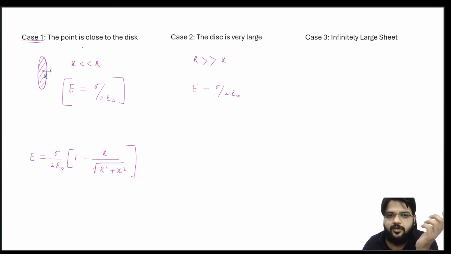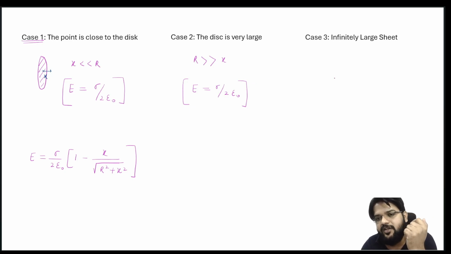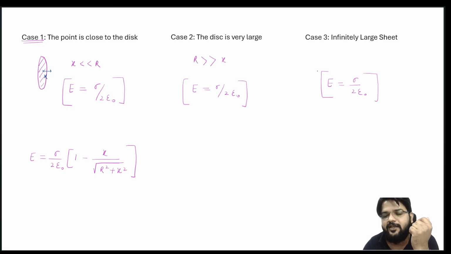Correct? So in the first case, the point is close to the disk, then electric field is sigma by 2 epsilon naught. In the second case, the disk is very large, then again electric field is sigma by 2 epsilon naught. And in the third case, we have an infinite large sheet, means a very large sheet, then again electric field is E equal to sigma by 2 epsilon naught. So remember all three cases, everyone. For all three cases, electric field is sigma by 2 epsilon naught. So I hope this thing is clear to everyone. Correct?